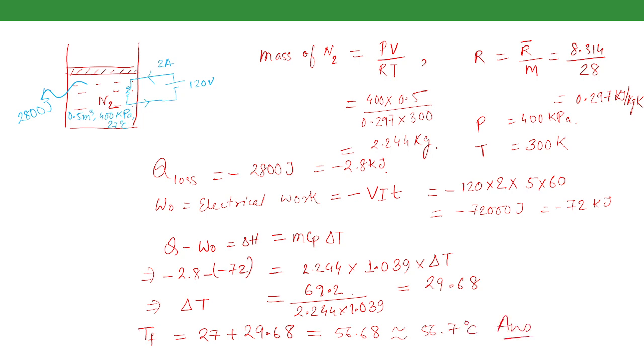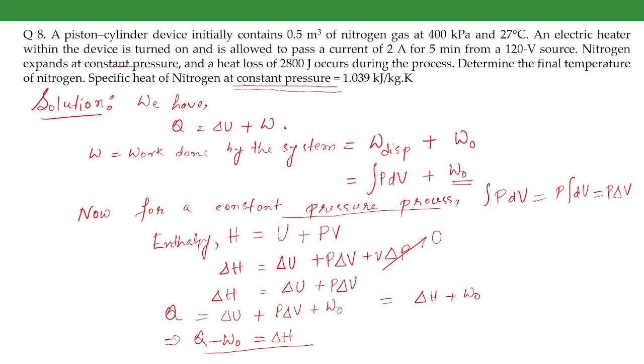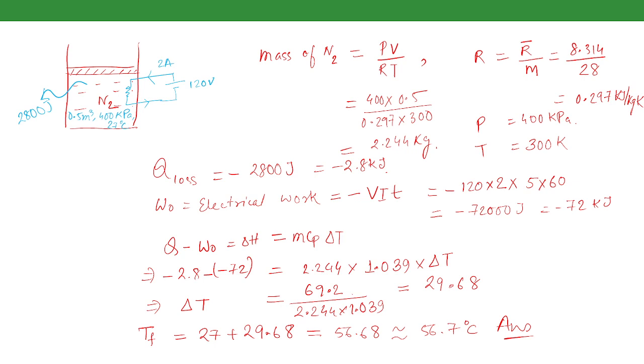So this is the final temperature of nitrogen, due to the resistance heating under the effect of this electric heater, and the heat loss. Okay, is it clear to everybody how this has been solved? If there is any doubt, you can please ask.